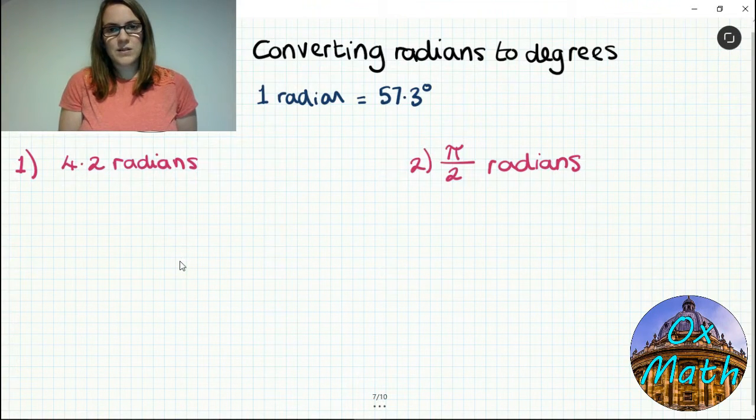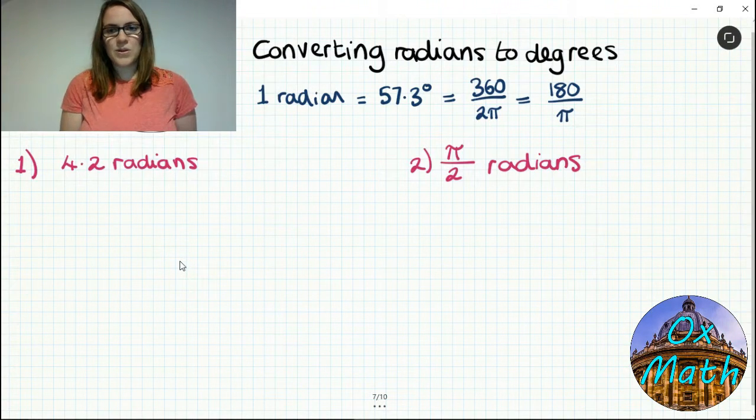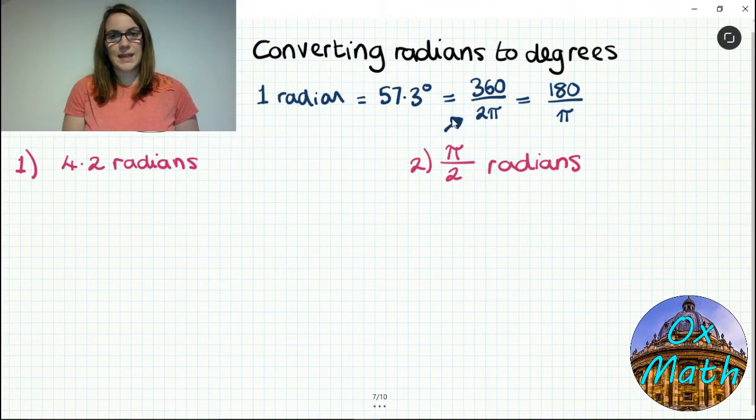That is rounded, so it is better to use 360 over 2 pi. That is where our 57.3 degrees came from, because we split the full circle, 360 degrees, into our 2 pi radians. That does simplify down to 180 over pi by dividing top and bottom by 2. So you could use either of those as 1 radian. They give the same answer. I find that 360 degrees over 2 pi is the easier one to remember, because it relates more to a full circle, but 180 over pi is equally valid and actually more simple.